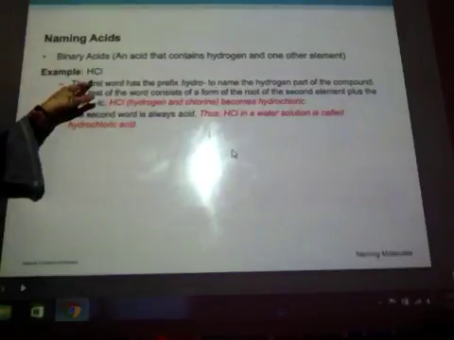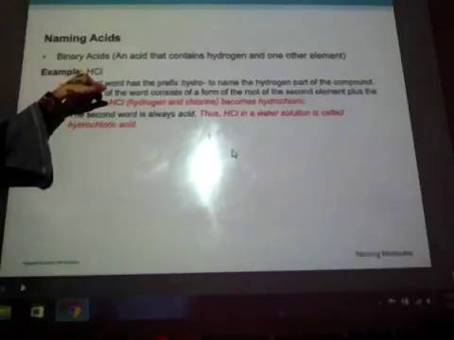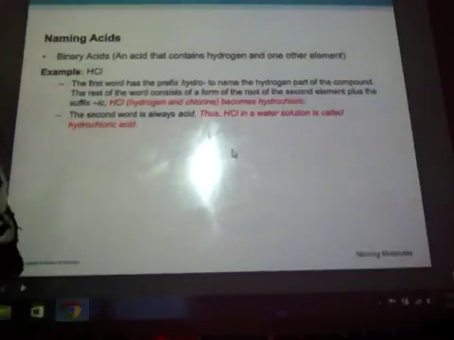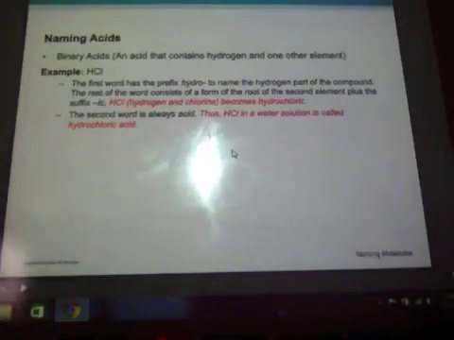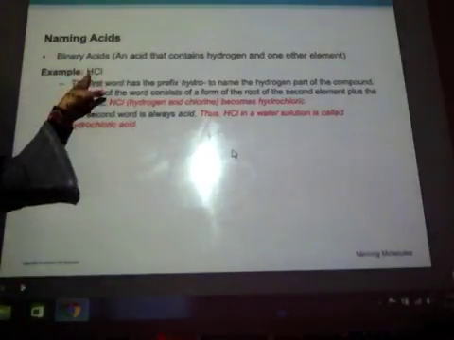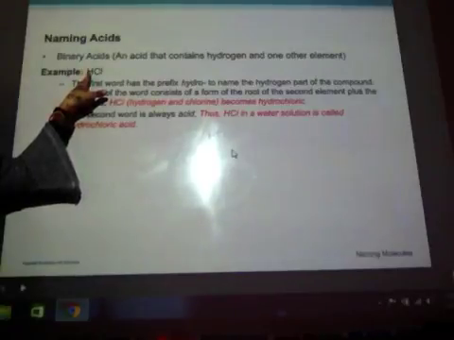Acids start with H, bases end with OH. So if something starts with an H, other than water, H2O, you're not going to consider water. But when we do study acids and bases, water can be an acid and it can be a base. Water is very unique. But besides water, if something starts with an H, we're going to assume it's an acid.